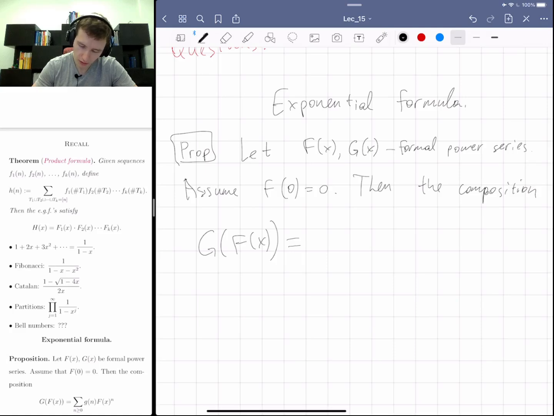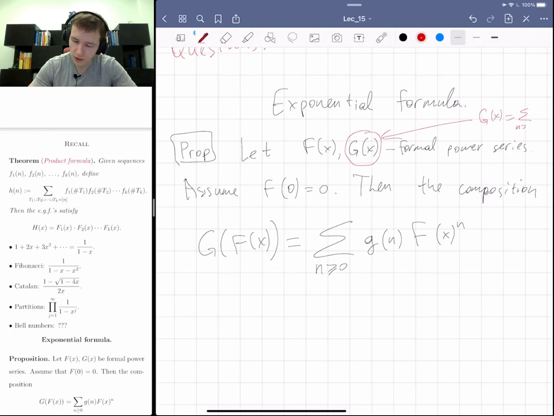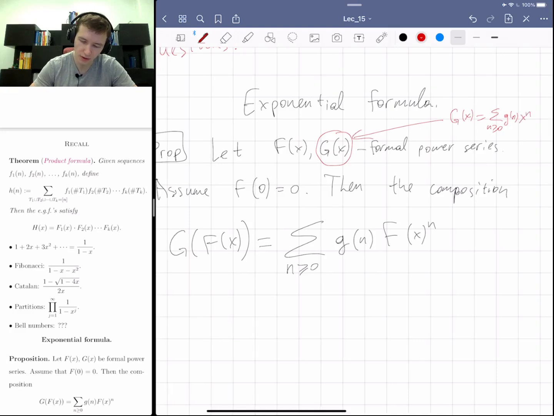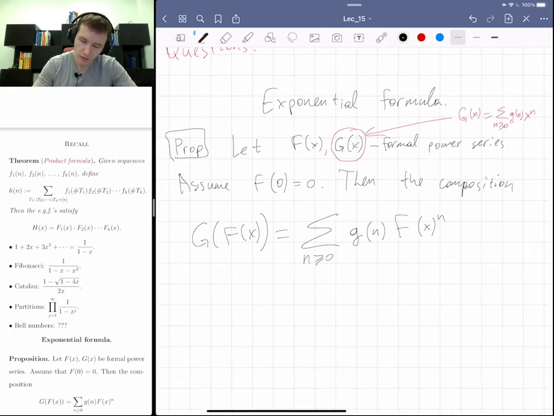which just by definition is, remember we talked about infinite sums, an infinite sum of this form. So I'm assuming g of x is the sum over n greater than or equal to 0 of g_n x to the n, just the usual formal power series. And then instead of x to the n, you plug in f of x to the n. And the claim is that this is a valid formal power series.